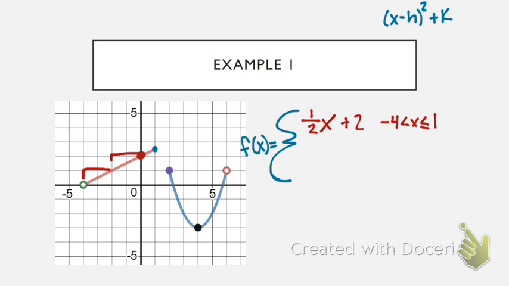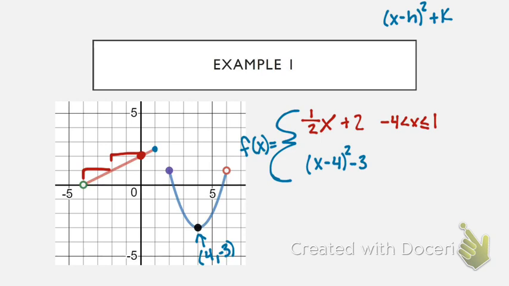So if I look at my quadratic, my vertex is at (4, -3). So when I fill in my equation, h is 4 and k is -3. So the equation of the quadratic is just (x minus 4) squared minus 3. It opens up because it looks like a U, so I know there's not a negative out front.